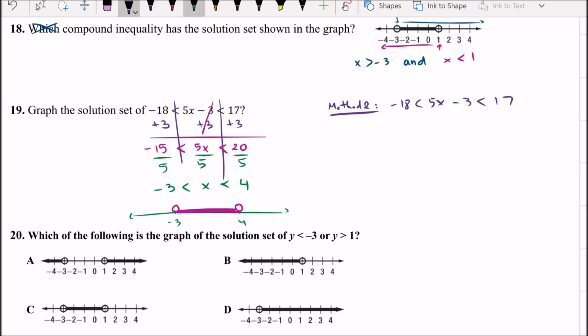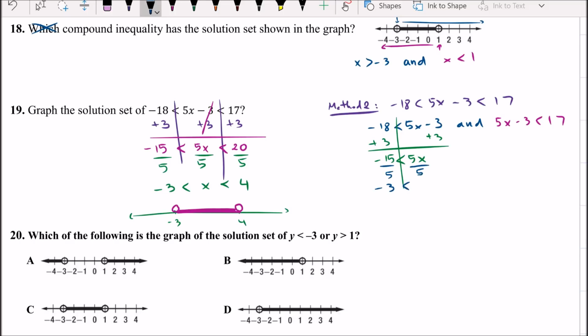So in method 2, we're going to cover one side of the inequality. We're going to write down -18 less than 5x minus 3. And then use the word AND, and then we cover the other side. We will have 5x minus 3 less than 17. And we solve each of them. We're going to add 3 on both sides. -15 less than 5x. And then we divide by 5 on both sides. -3 less than x. We want x on the left side, so we're going to switch the whole thing. X greater than -3.